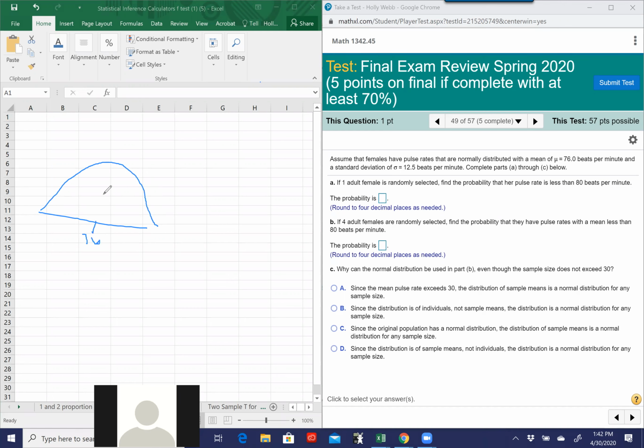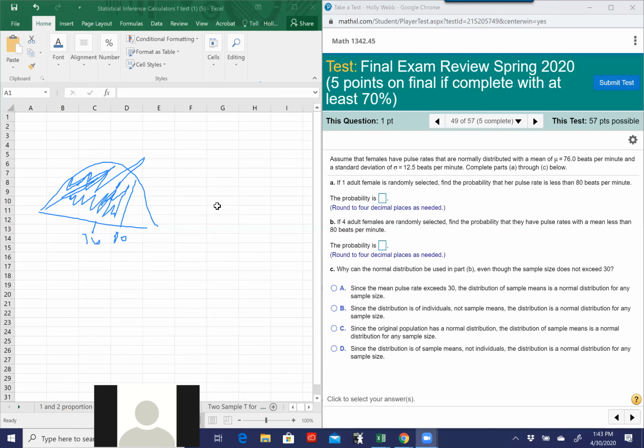Okay. And it says if one adult is randomly selected, find the probability that her pulse rate is less than 80. So 80 would be over here to the right. 80, that's an 80, guys. And would I shade to the left or right, guys? If her pulse rate is less than 80, we want to find that area. Left. Yeah, shade to the left. That's correct. We're going to shade all to the left, and we're going to find that area, which is the same as that probability, just for one person.